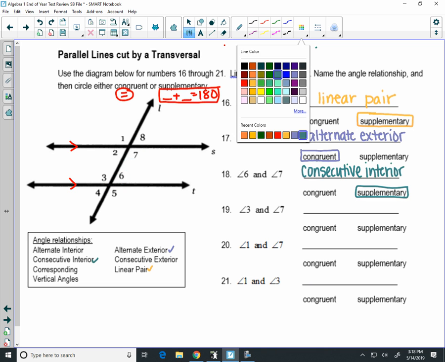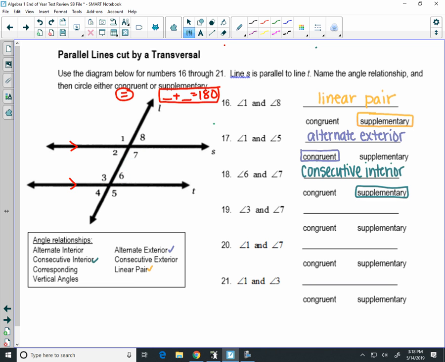Okay. 3 and 7. Here's number 3, and here's angle 7. So these are on opposite sides of the transversal, and they're inside my parallel lines. So inside means I'm going to be looking at those interiors. They're on opposite sides, so this is going to be alternate interior. And alternate interior angles are congruent.